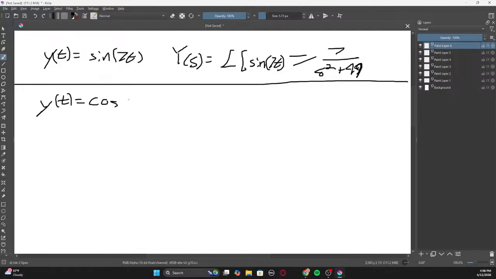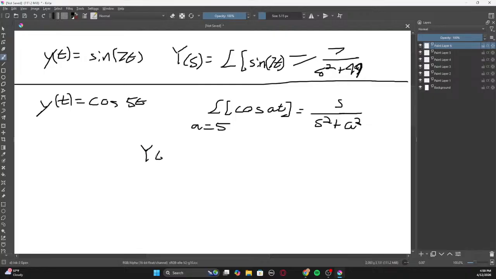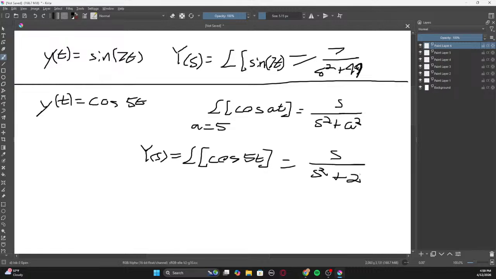For y of t equaling cosine of 5t, let's see, lambda of cosine of at is equal to, not a, actually that should be s over s squared plus a squared, right? So that means that a is equal to 5, right? So then y of s is equal to lambda of cosine 5t, which is equal to s over s squared plus 25.